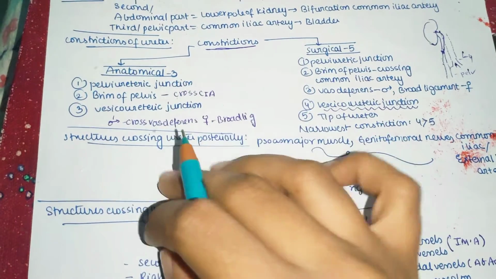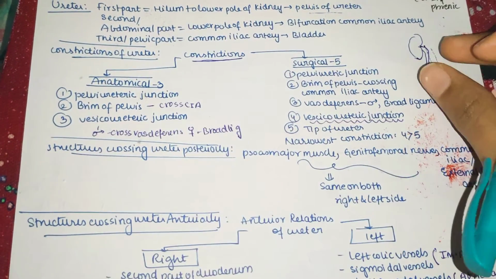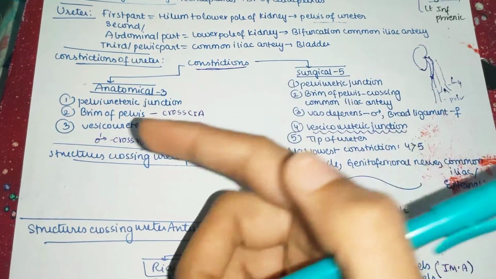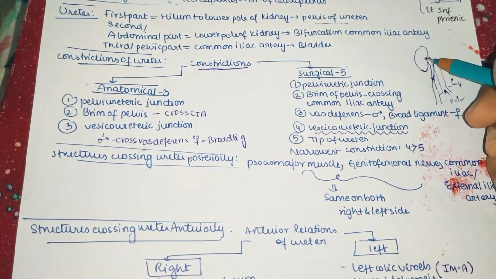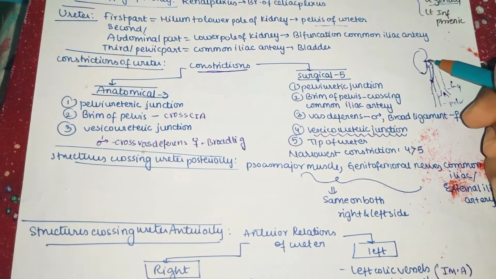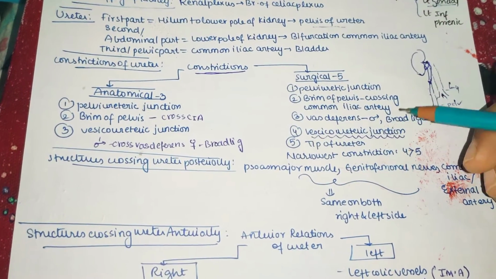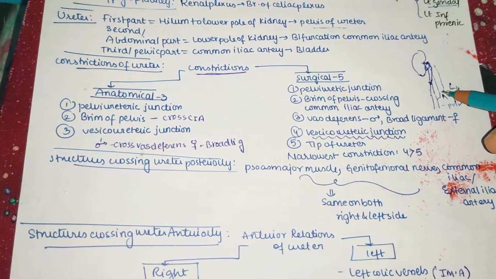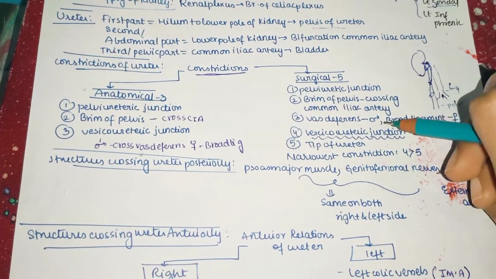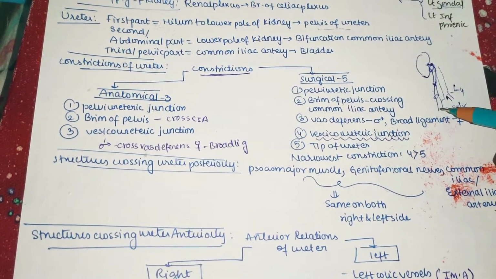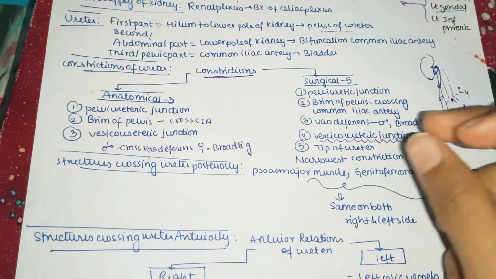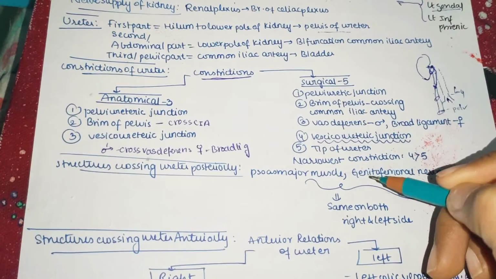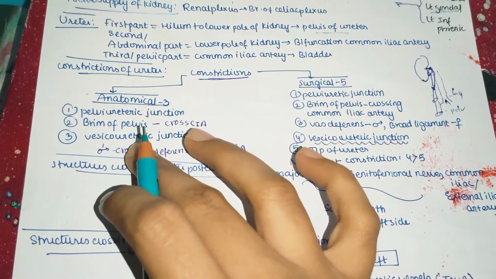So now coming to constrictions of ureter. Actually, ureter has anatomical constrictions and also surgical constrictions. So anatomical constrictions are three, that is at the pelvic ureteric junction. So here, pelvic ureteric junction, here you have one constriction, and the next constriction is at the brim of pelvis. So brim of pelvis is where you will cross the common iliac artery here. And the other one is vesico-ureteric junction. So vesico-ureteric means between the ureter and urinary bladder there is a junction, that is a vesico-ureteric junction. So these are the three anatomical constrictions.